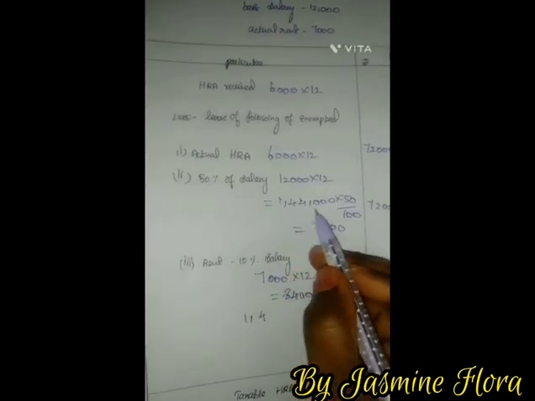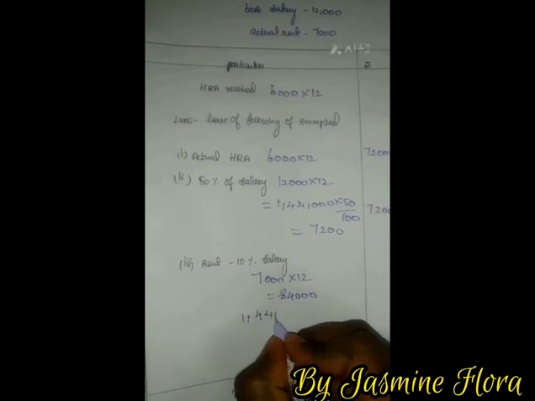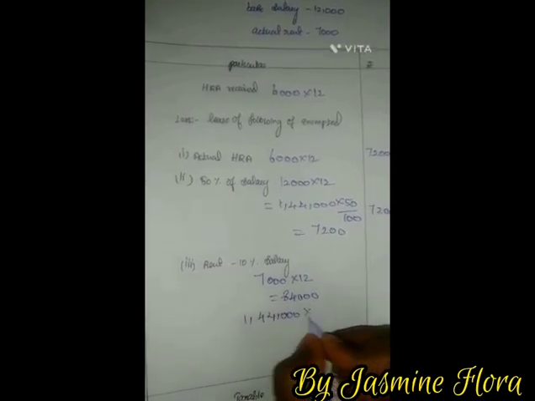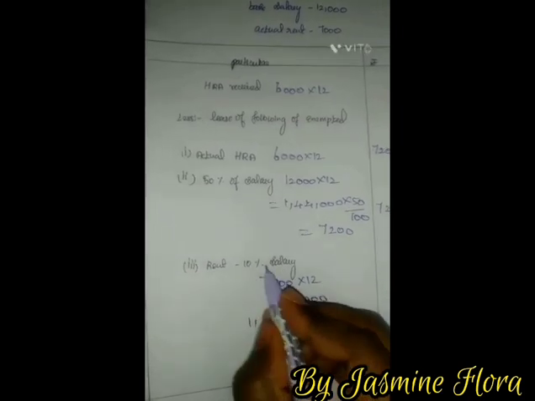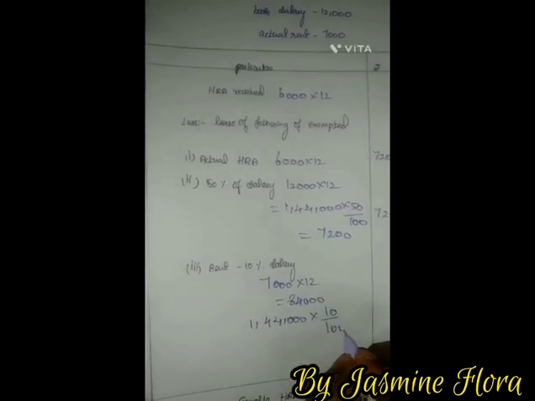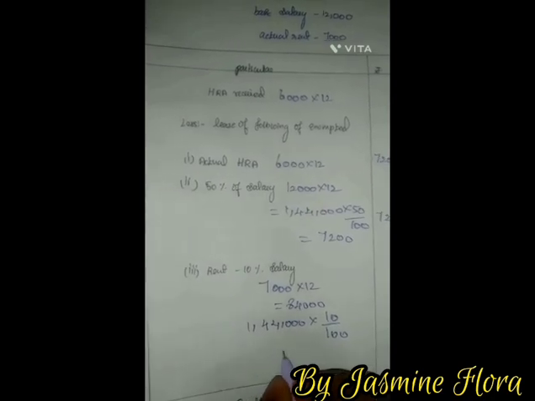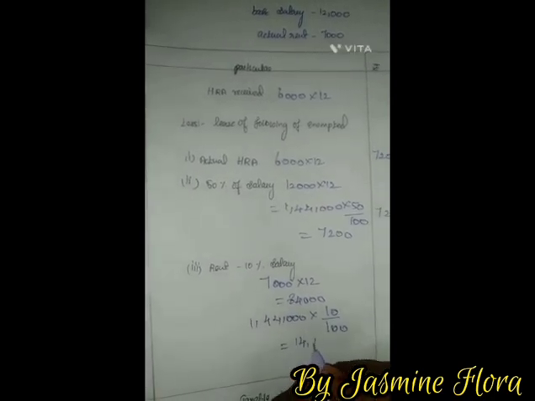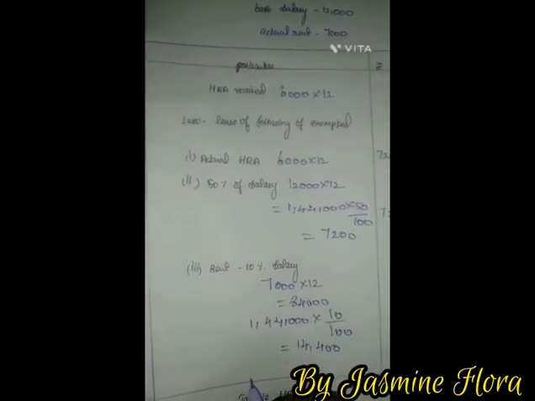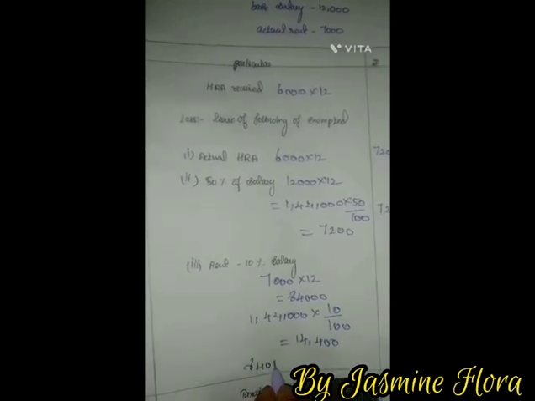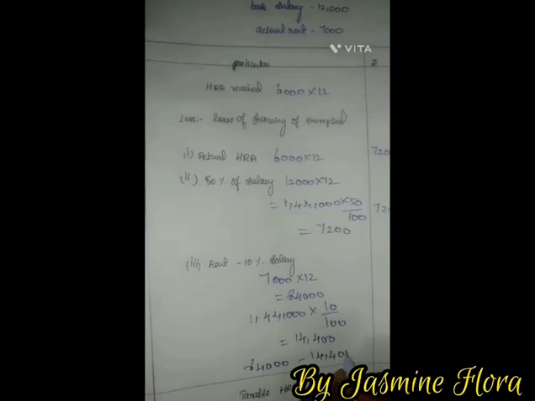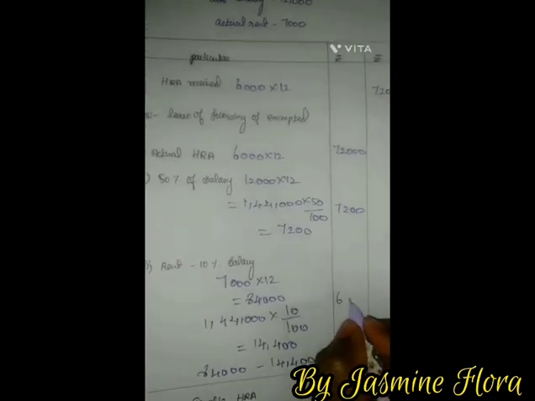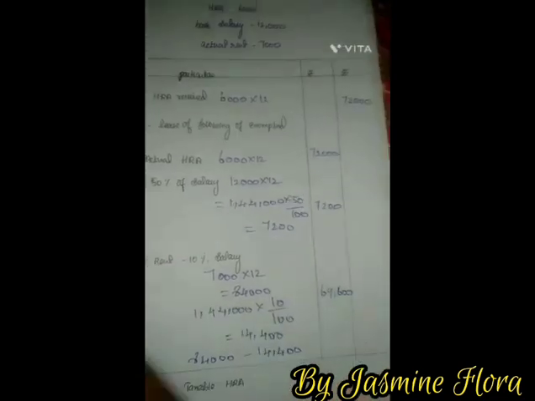Salary 1,44,000 into 10 divided by 100 equal to 14,400. 84,000 minus 14,400, 69,600.